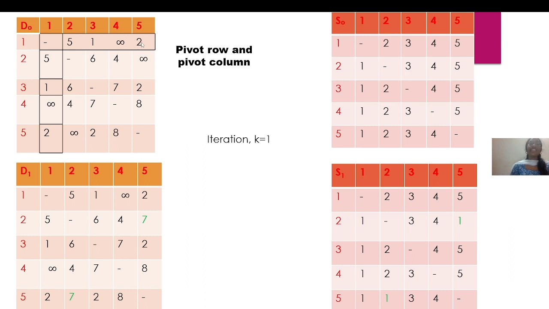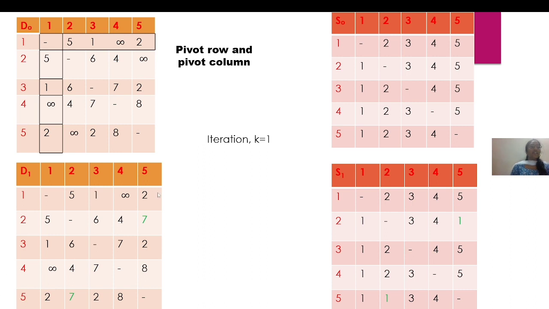5 plus 2 is 7, which is less than infinity. So we are going to change it to 7 in the D1 matrix. Simultaneously, we are going to change the numbers in the vertex sequence matrix. That is, wherever there is a change, there we are going to put the iteration number. We will replace the 5 with the iteration number. Which iteration are we in? That is k is equal to 1. So we are replacing it with 1 here. The remaining numbers will be the same as in the D0 matrices.